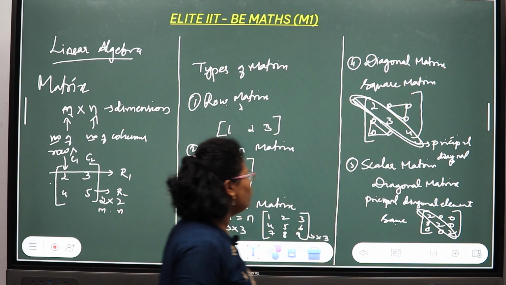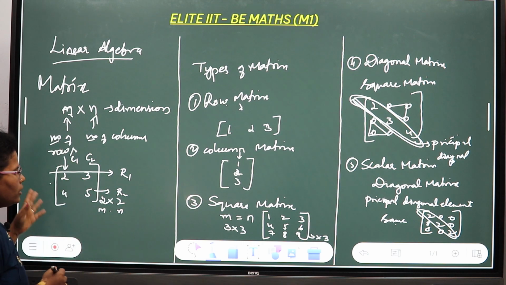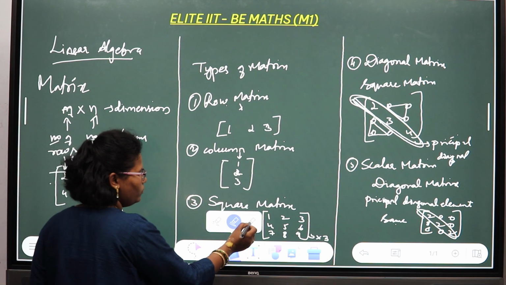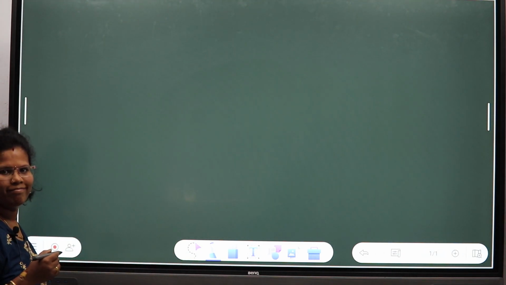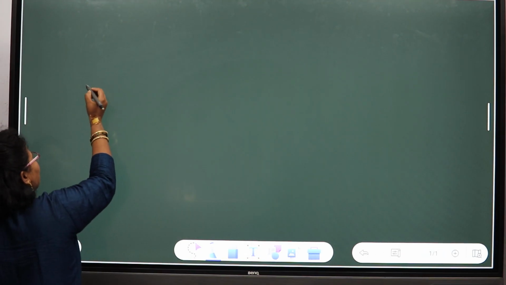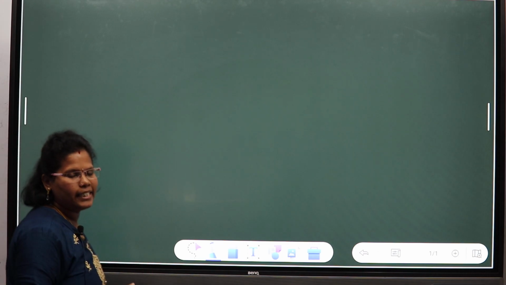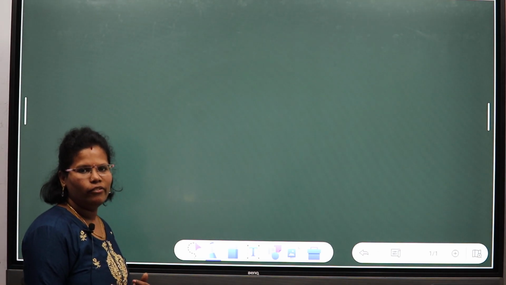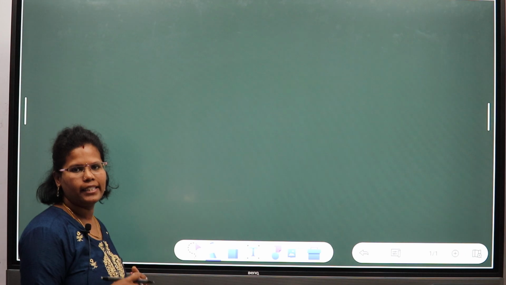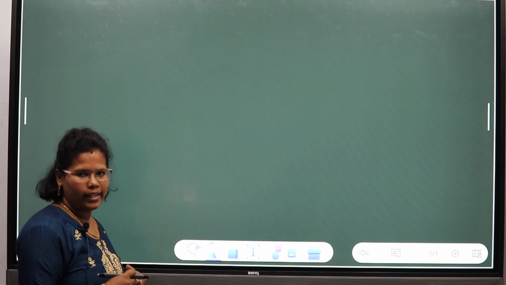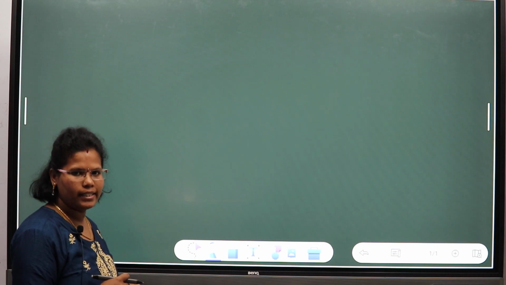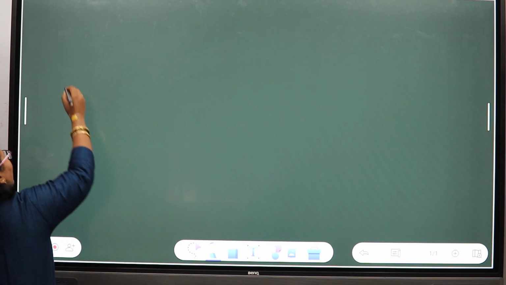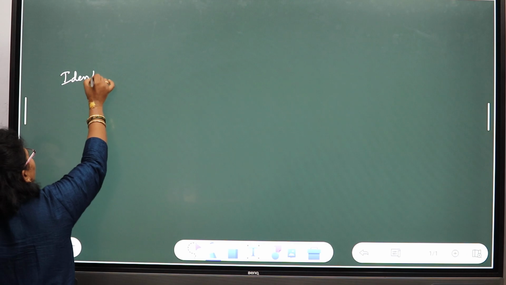Yes. So we see one more type we have, the last type. Now we see what types we have seen: row matrix, column matrix, then square matrix, and then we saw diagonal matrix, and scalar. So finally we have the identity matrix.